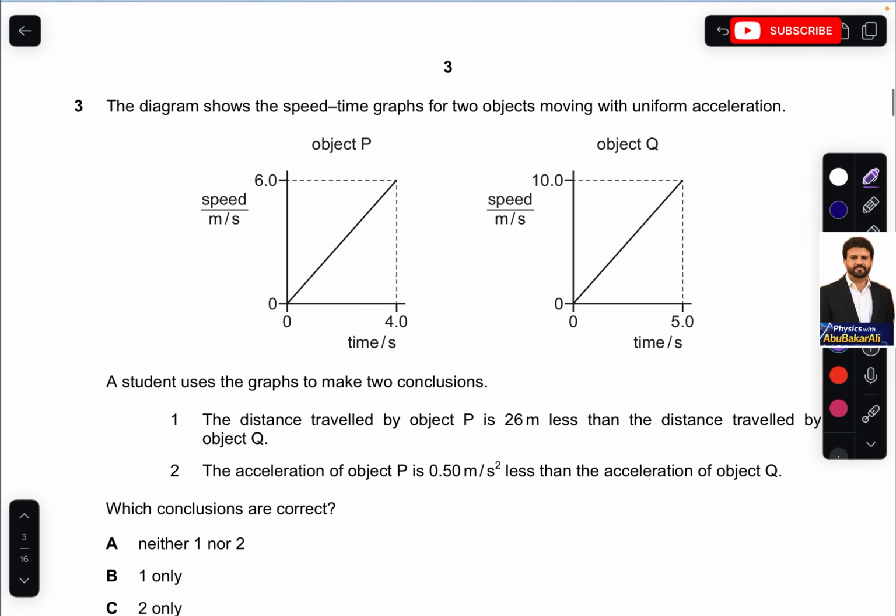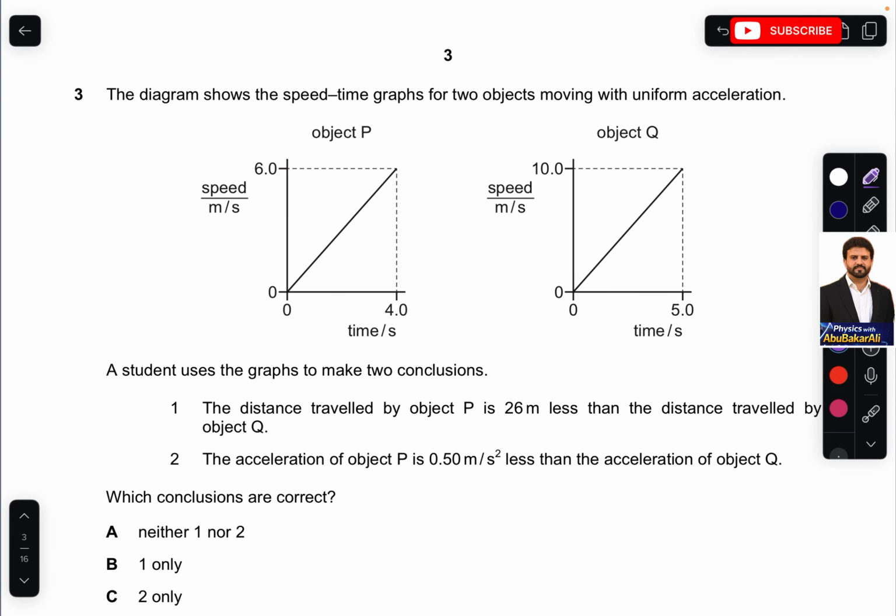Moving forward, question 3. What they're asking, the diagram shows the speed time graph for two objects moving with uniform acceleration. And these are the graphs you have. A student uses the graph to make two conclusions. First is the distance traveled by the object P is 26 meter less than the distance traveled by object Q. So let's call the distance traveled by object P is dP. That is equals to distance traveled by object Q minus 26. So keep in mind, it is 26 meter less. It's not 26 times. If it says times, then you have to multiply. In this case, you have to minus.